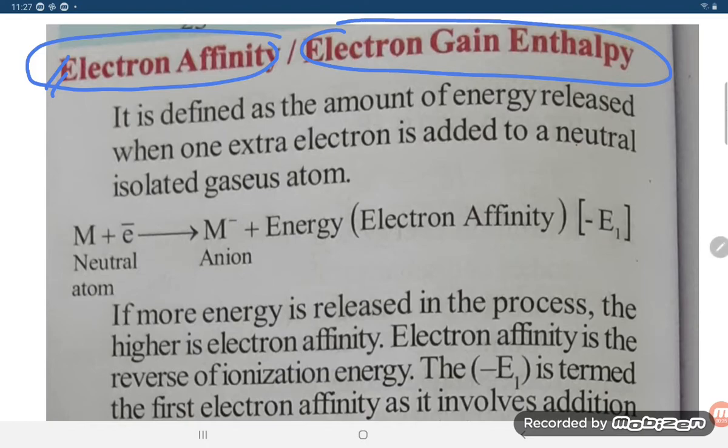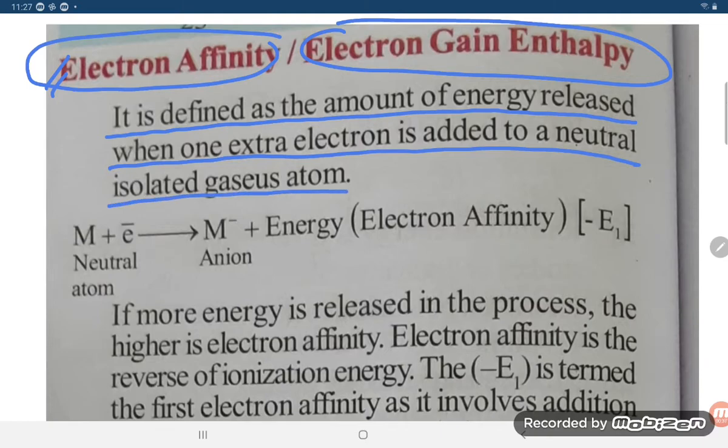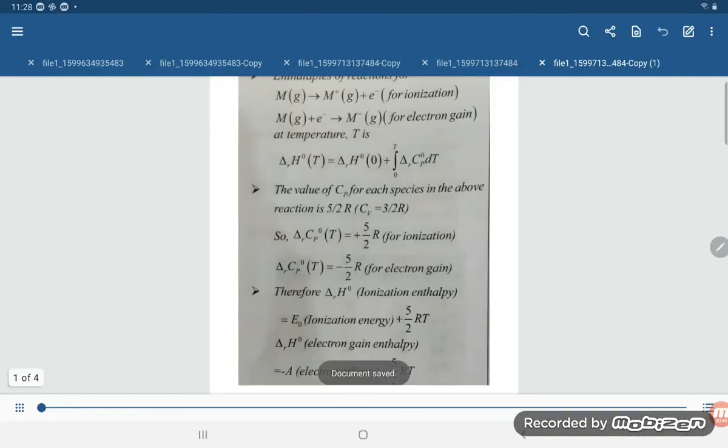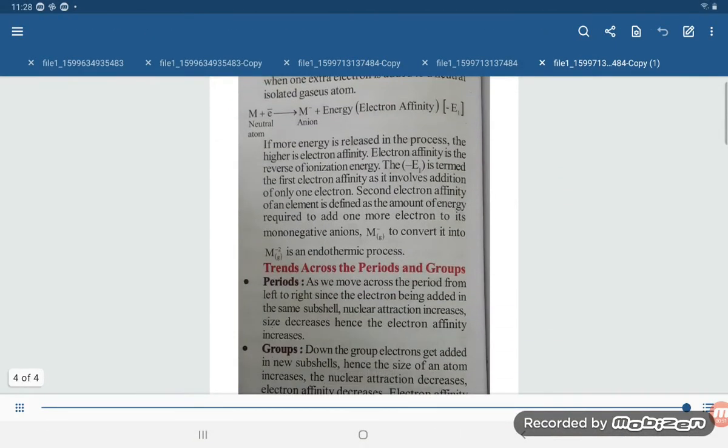So what is the definition, students? It is defined as the amount of energy released when one extra electron is added to a neutral isolated gaseous atom. Whenever you are adding one extra electron to the neutral isolated gaseous atom, whatever energy is released is known as electron gain enthalpy.